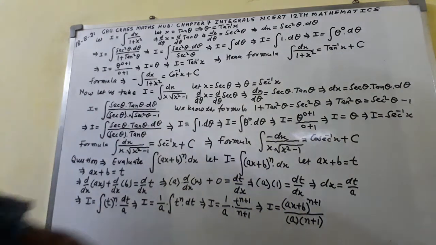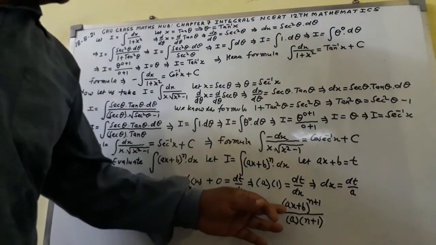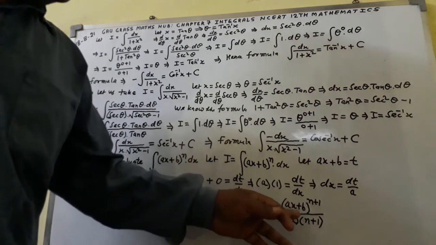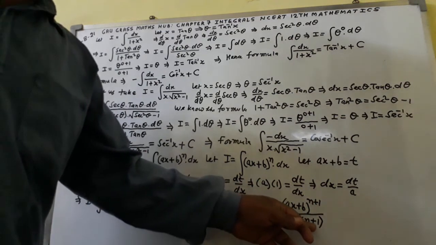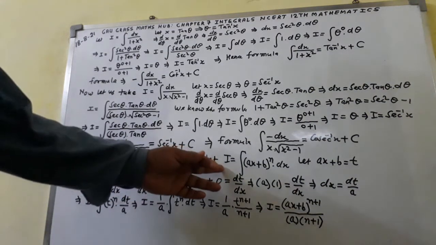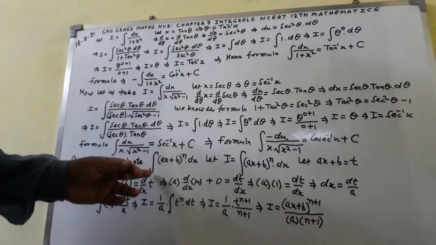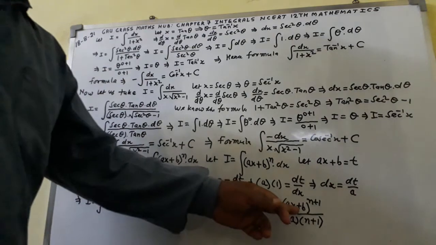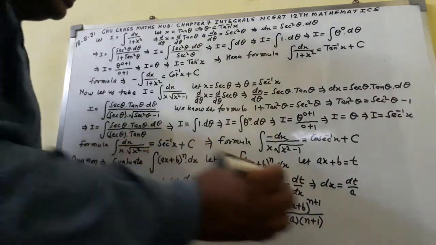The value of I equal to ax plus b whole raised to the power n plus 1 whole over a dot in bracket n plus 1. This means that integral ax plus b raised to the power n dot dx comes out to be this one. This will be the correct answer you have got.